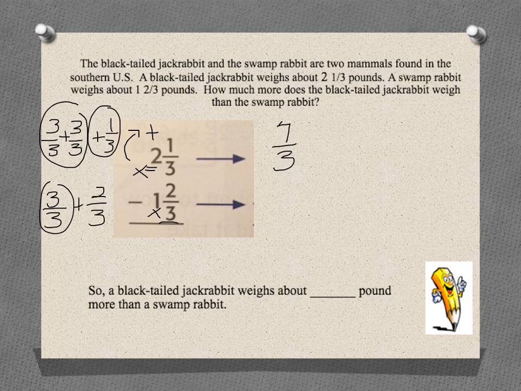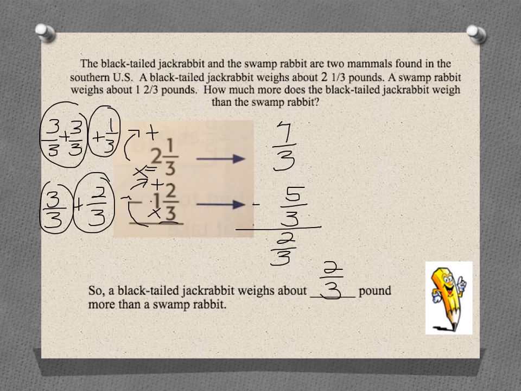That's like 1 times 3. And I have to add this 2/3. So 3 times 1 is 3, plus 2 is 5/3. And now I can subtract. 7/3 minus 5/3 is 2/3. Same answer, just a different way of solving it.